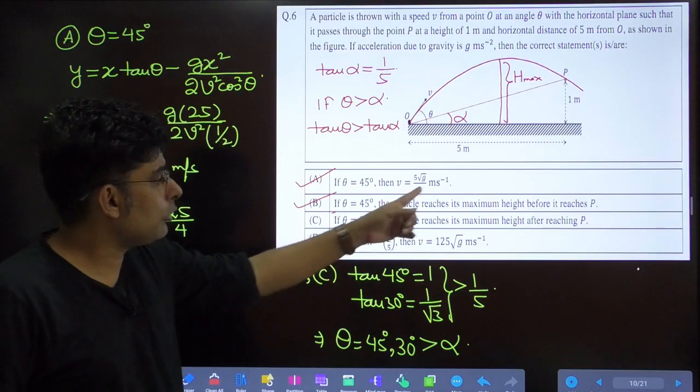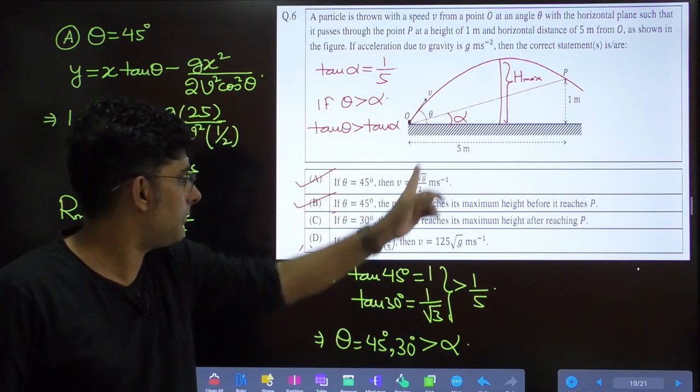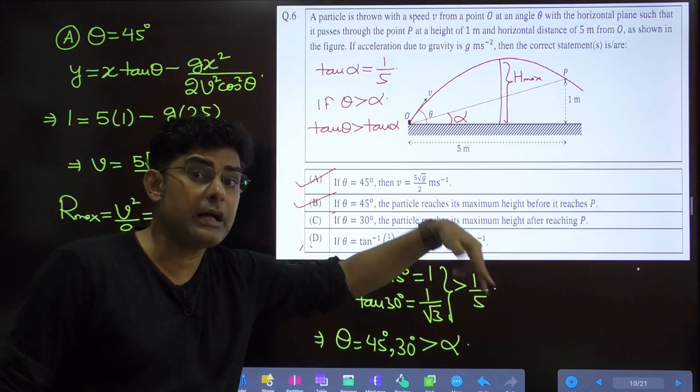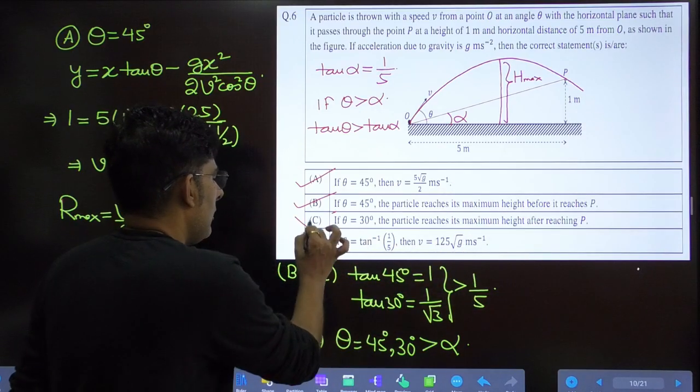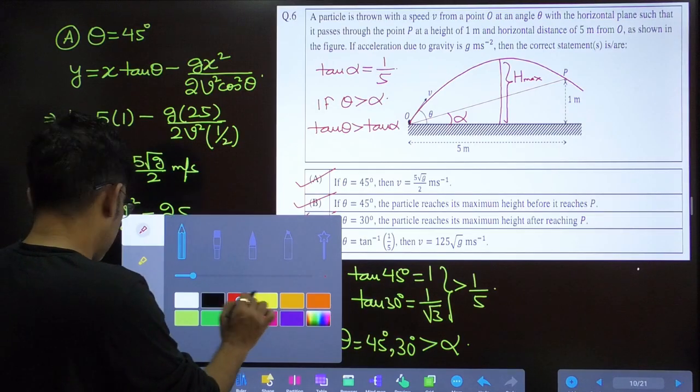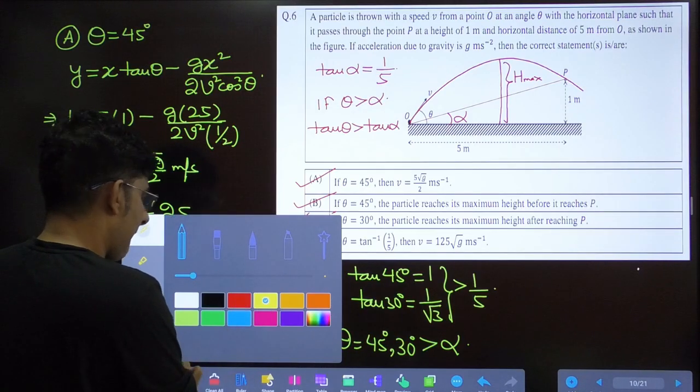For 30 degree also, maximum height will be reached earlier, but they are saying in C option, 30 degree particle reaches its maximum height after reaching point P. So this is wrong. Now comes the last part. What is that? The part D.